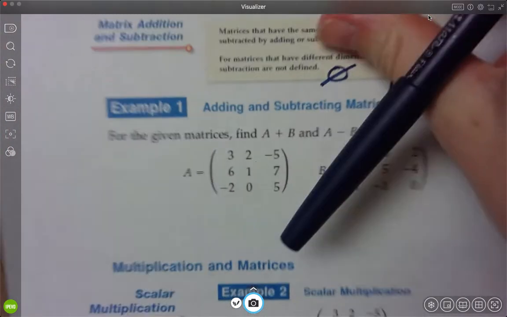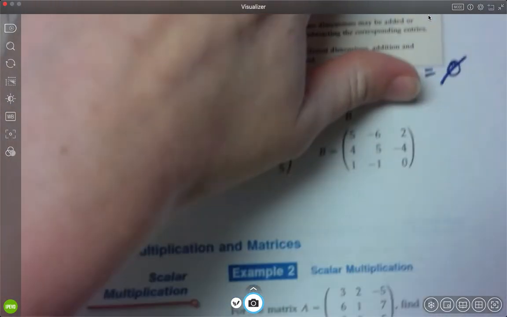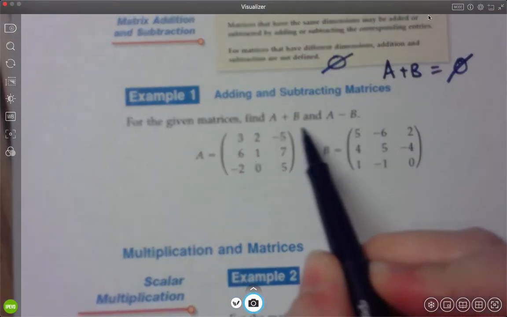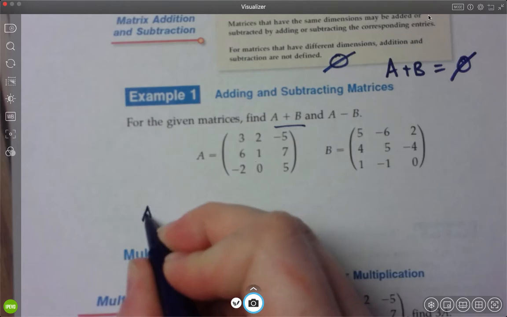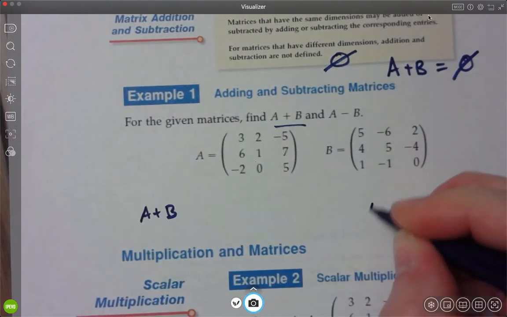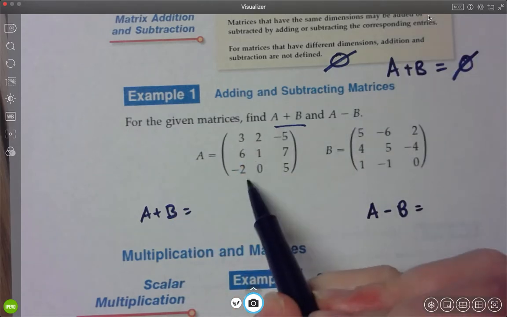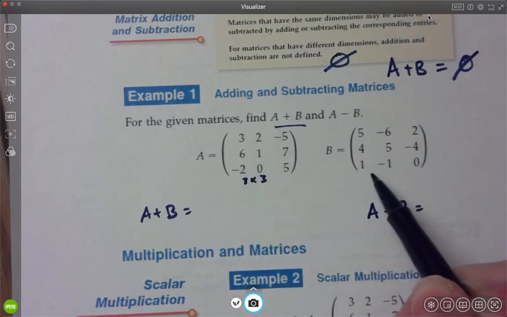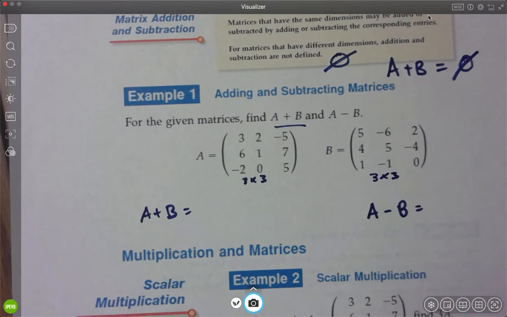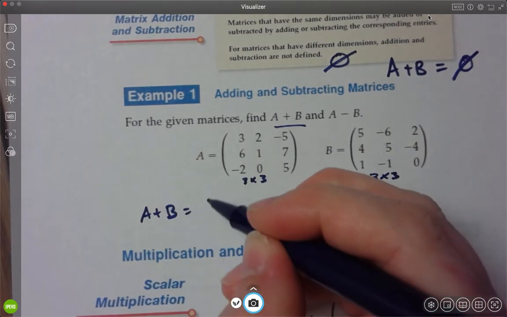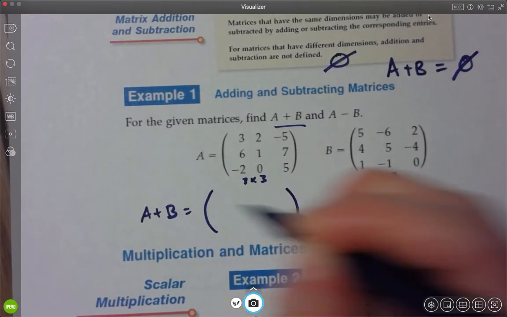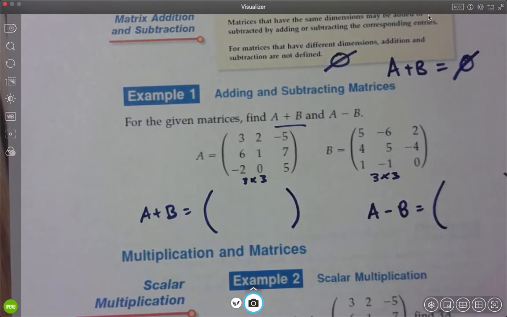But example 1, they want us to first find A plus B. So I'm going to do A plus B over here. Then they want us to do A minus B over here. Okay. A is a 3x3. B is also a 3x3, 3 rows, 3 columns. So I can add those together and I can subtract those. And what's going to end up is another 3x3 matrix and another 3x3 matrix.